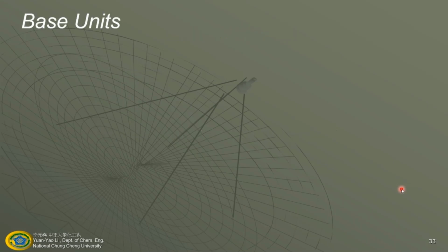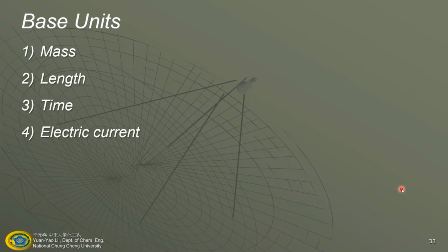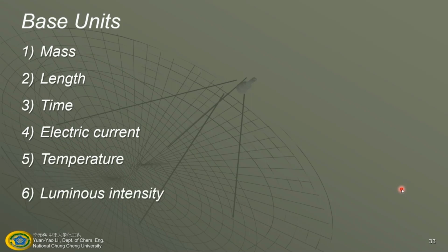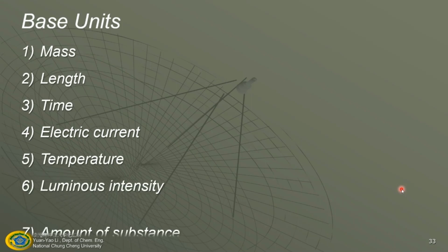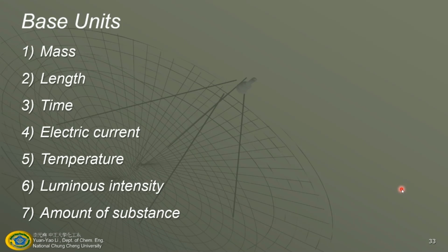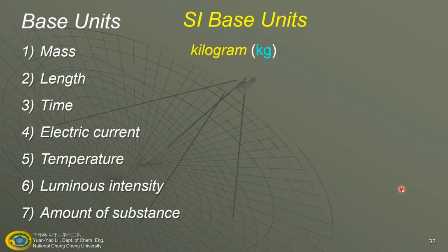So the base units, I hope you still remember, there are 7, right? Mass, length, time, electrical current, temperature, luminous intensity, and also amount of substance. So for the SI base system, what are they? Mass is what? I'm sure you know this. You learned this in high school, right? Mass is kilogram.